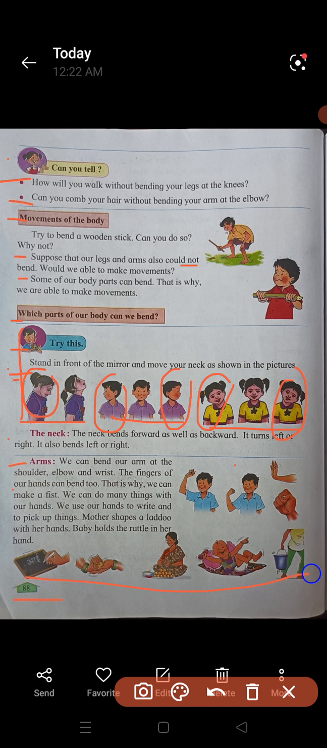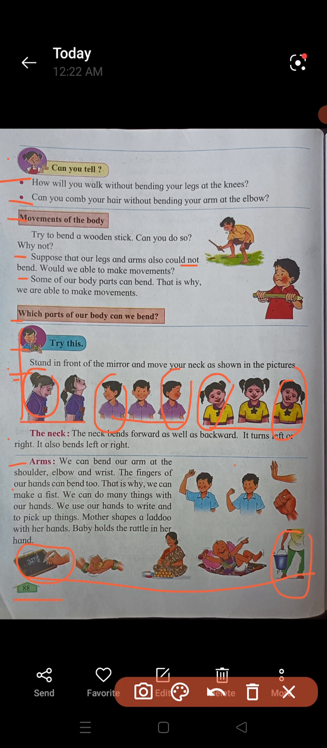Now look at the pictures. We have some pictures over here. We can bend our arm at the shoulder, elbow and wrist. Shoulder, elbow and wrist can be bent in different ways. Now which are these ways? That is why we can make a fist. We can do many things with our hand as well. Now which are these things? We can write with the help of our hand. We can pick things up with the help of our hands.